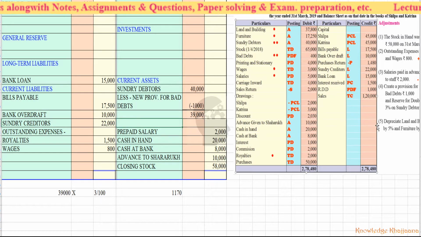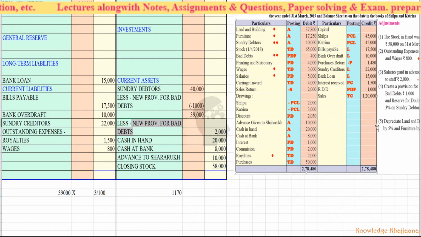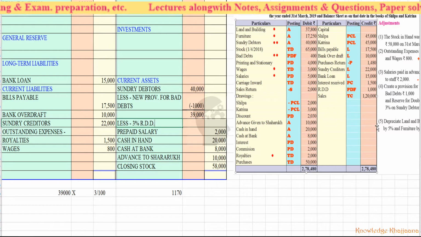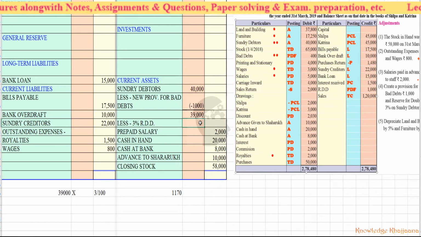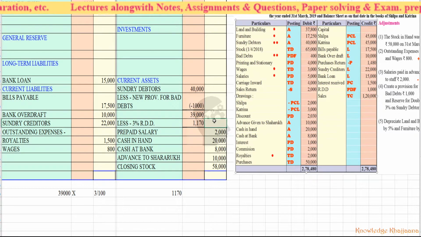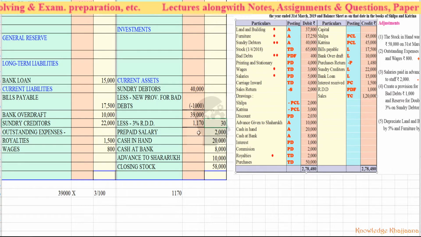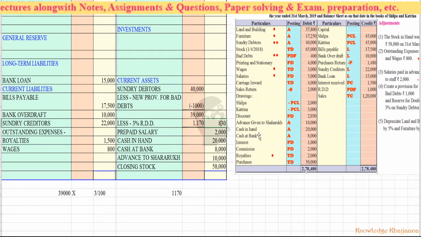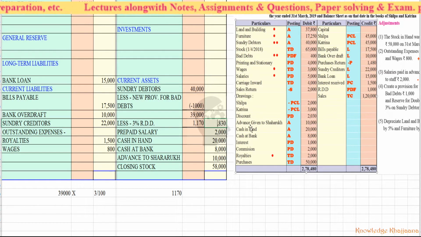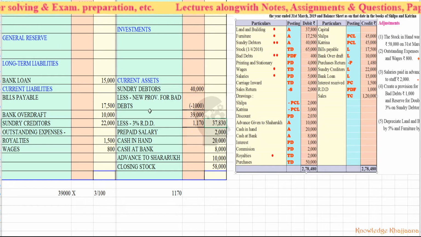So what is this? This is less 3% RDD. Okay, it is 1170. So we have to deduct rupees 1170 from rupees 39,000. So how much are there? 37,830. So it is the value of the debtors, right?